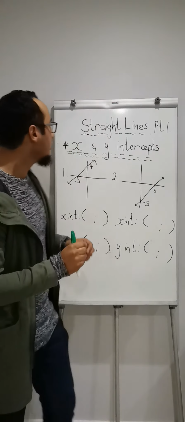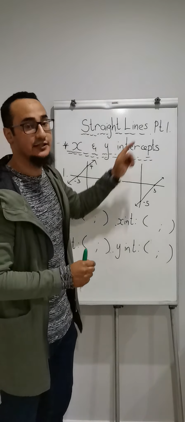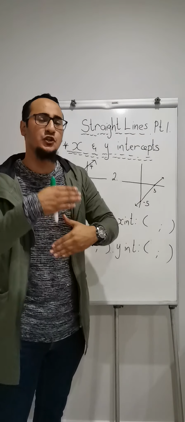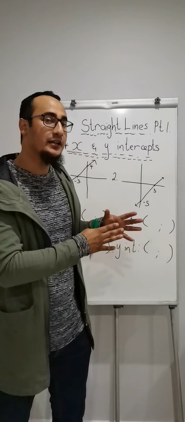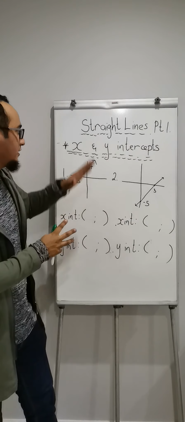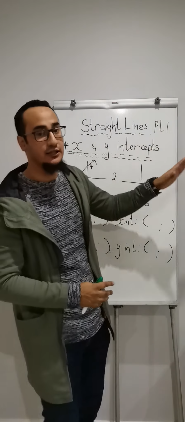This is a grade 9 lesson, however, it will help you immensely in grade 10, grade 11 and form the basics of grade 12 functioning. So we are going to focus on straight lines. Part 1 over here, which means it's going to be a series of lessons. Remember, this is CAPS aligned and part 1 will be the x and the y intercepts.